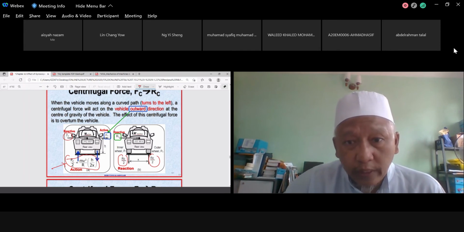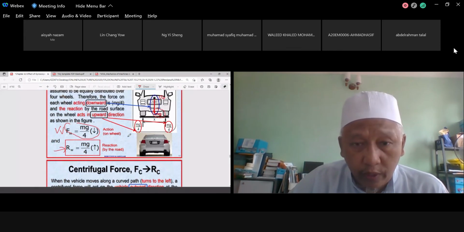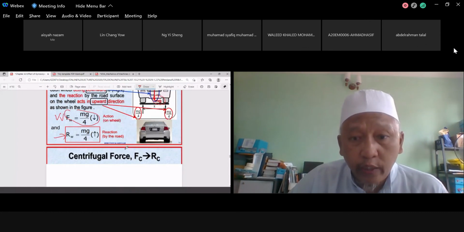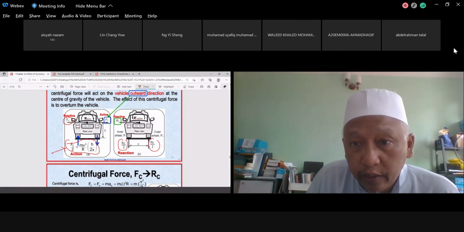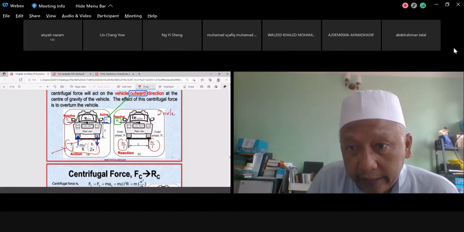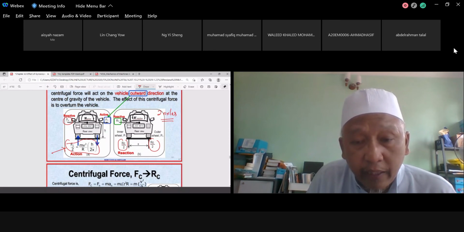Yes, correct. We divided by 4 because we have 4 wheels. If you have 6 wheels, or 14 wheels, you divide by the number of wheels. This one, why divided by 2? Anyone? 2 rows. Yes, moment of 2, or we call it 2 axles. The front one and the rear one. The front has another one. RC divided by 2, RC divided by 2.